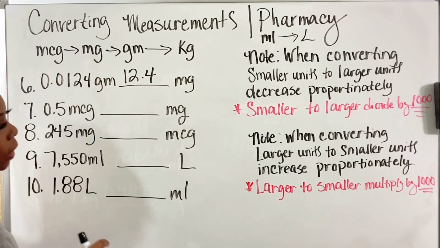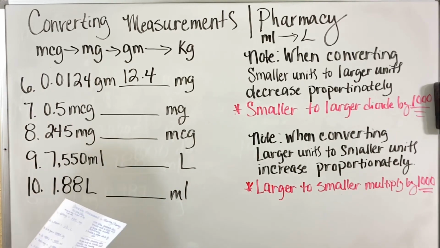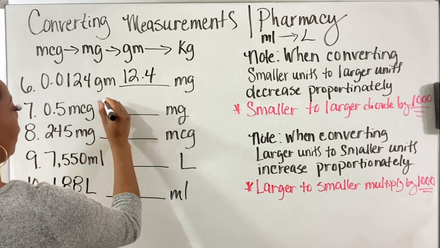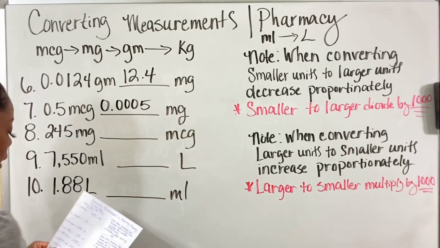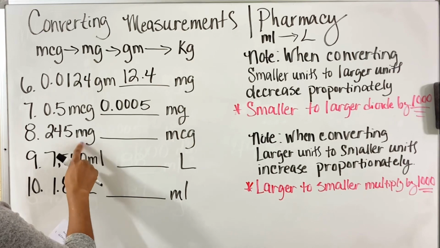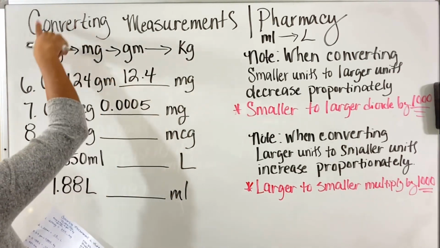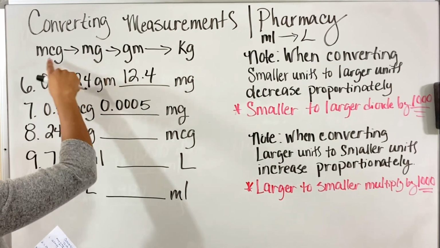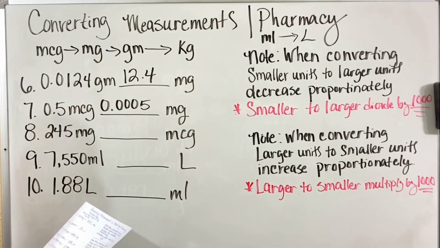Number 7, we have micrograms to milligrams. That is going to be smaller to larger. We're going to divide by 1,000. That gives 0.0005. Number 8, we have 245 milligrams, and this is going to micrograms. So now we're going milligrams to micrograms, so that's larger to smaller. So we are going to multiply by 1,000.